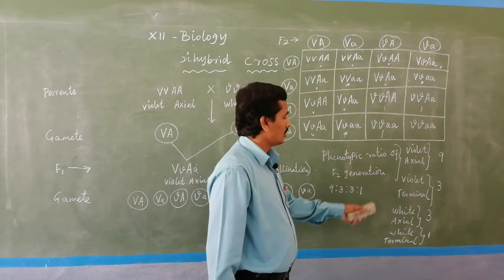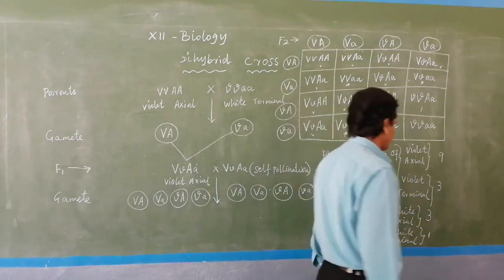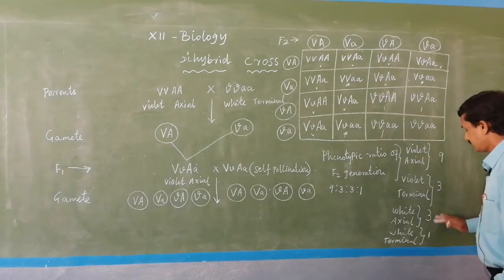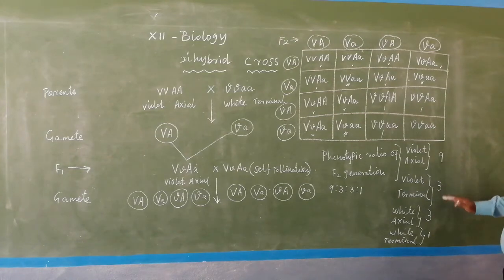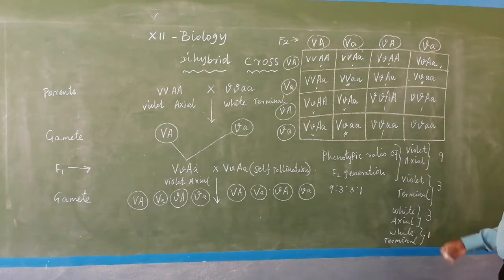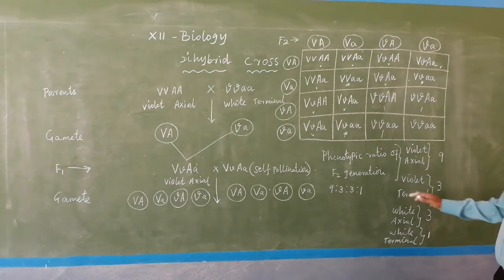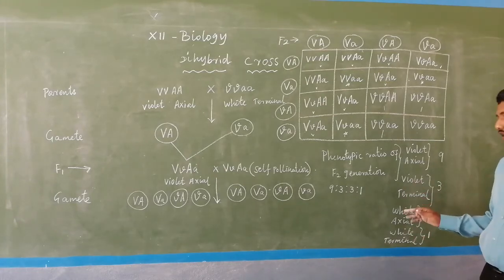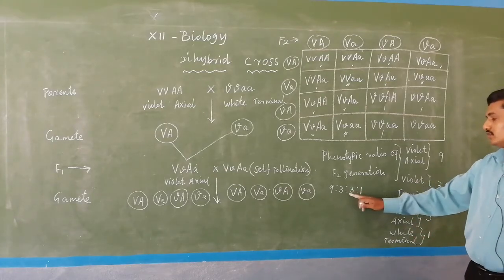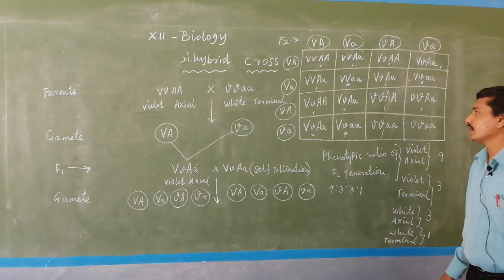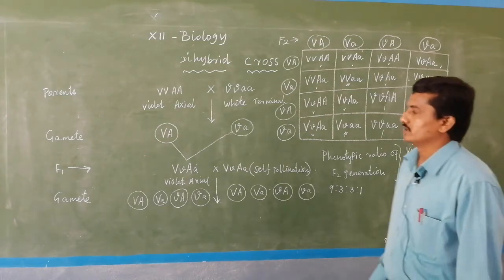So totally 16 plants are produced in 4 varieties. Morphologically, 4 different charactered plants are produced. 4 different characters means 9:3:3:1. So 4 different characters are produced. Okay. The phenotypic ratio of the dihybrid cross is 9:3:3:1. Okay. Now the genotypic ratio.